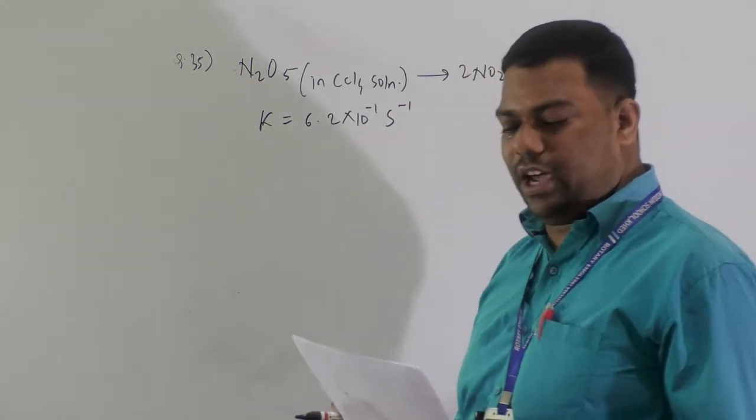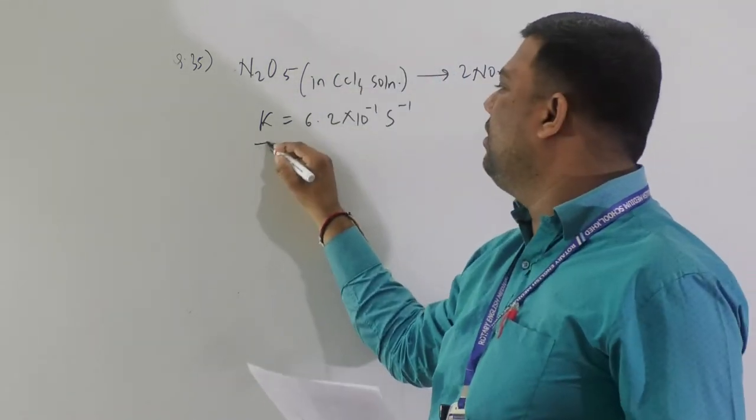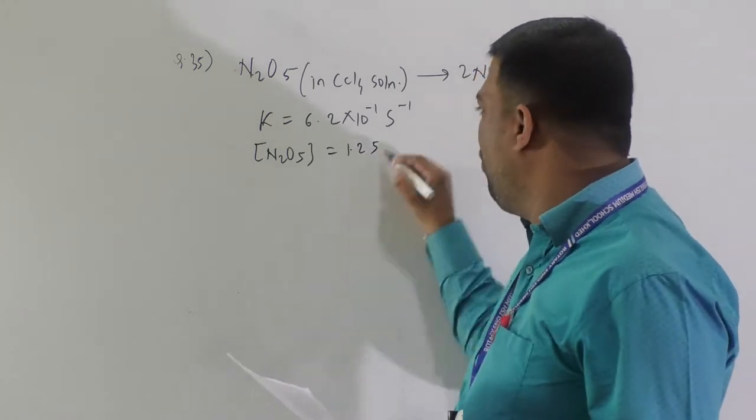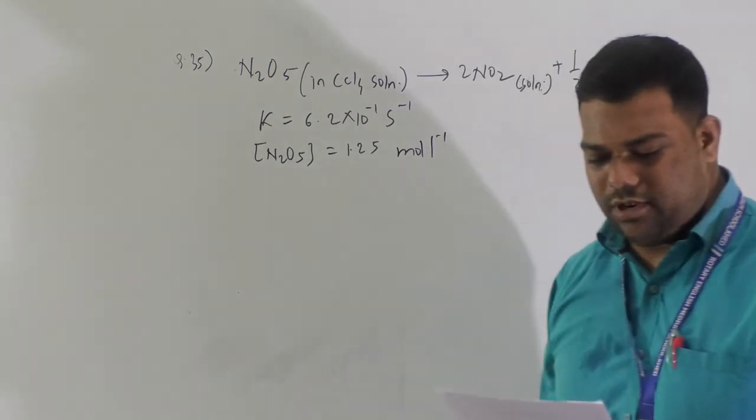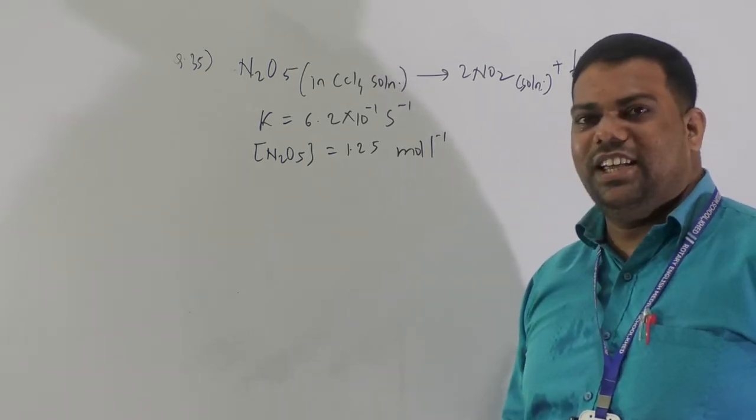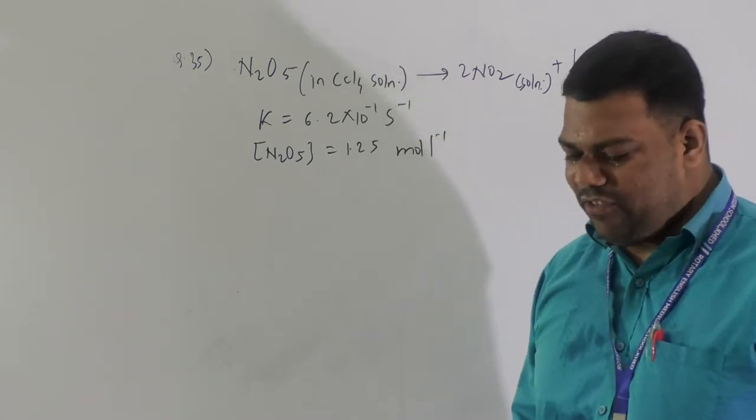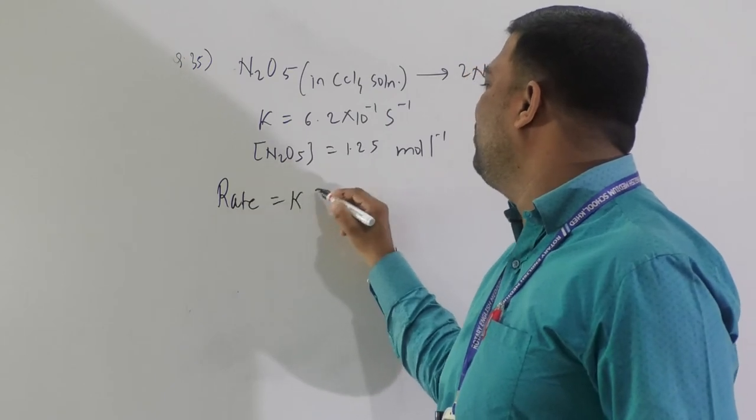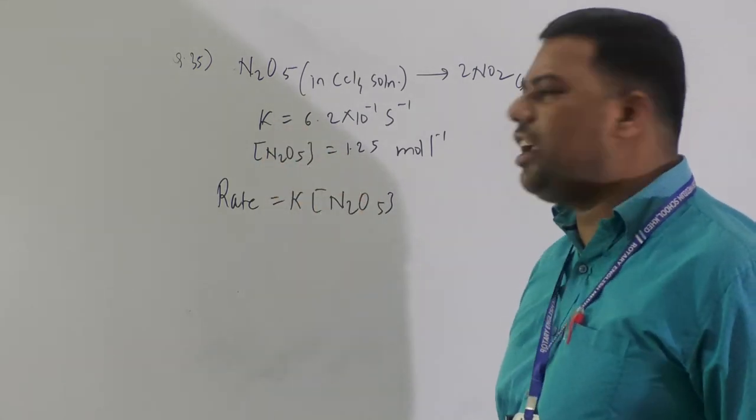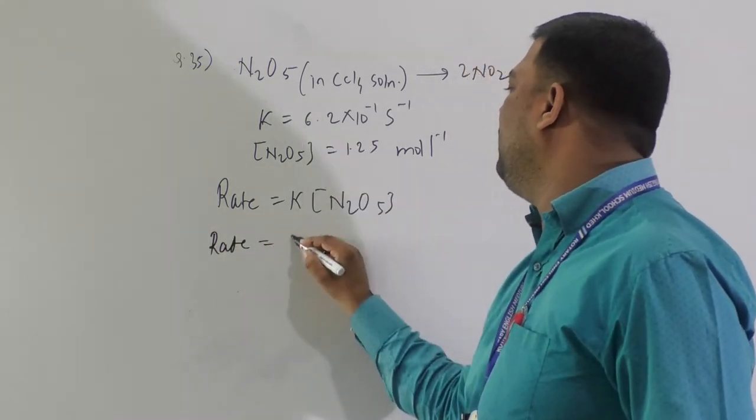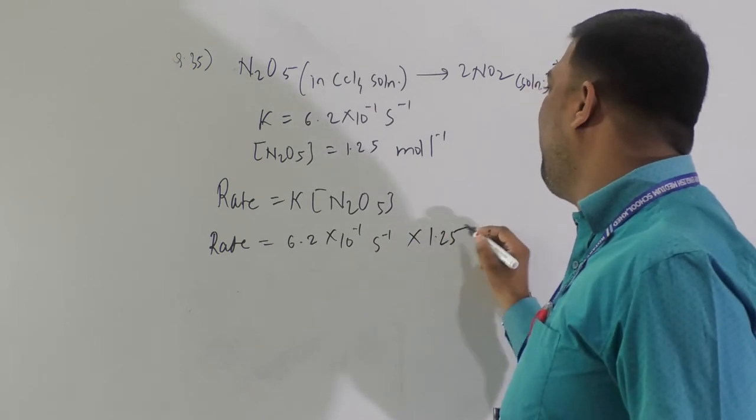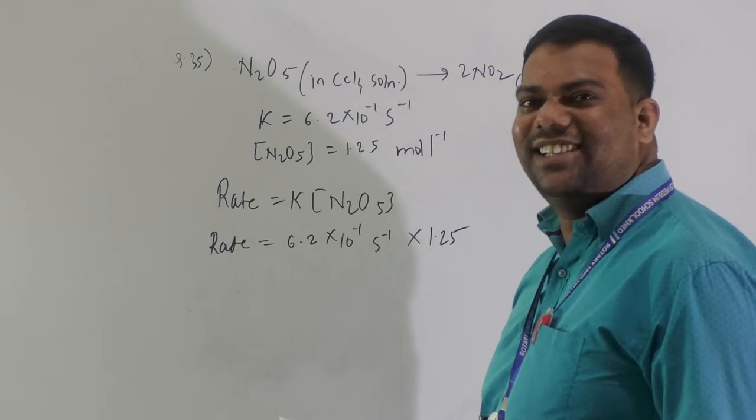Then what is the value of rate of reaction when the concentration of N2O5 is equal to 1.25 mole liter inverse? Very easy. The reaction is of first order, so simply we write: rate is equal to k into concentration of N2O5. K they gave, and concentration of N2O5 also they gave. So rate is equal to 6.2 into 10 raised to minus 1 second inverse into 1.25.